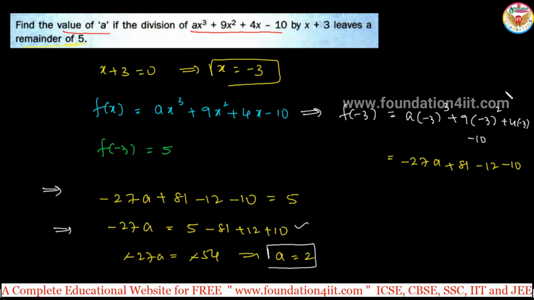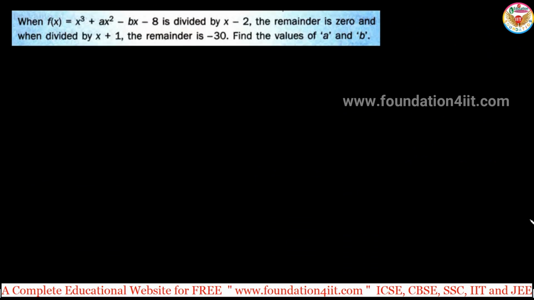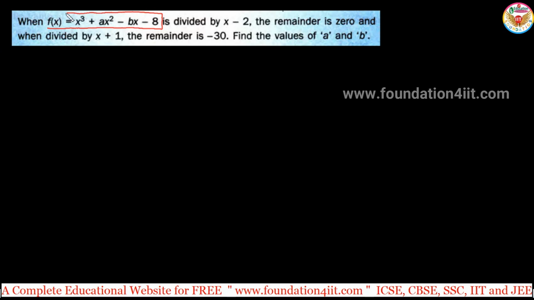Right. Let us see another type in this. This is one more type in the remainder theorem, so you can expect questions like this. Your question is: the polynomial or function f of x is x cube plus ax square minus bx minus 8. When divided by x minus 2, the remainder is 0, and when divided by x plus 1, the remainder is minus 30. Find the value of a and b.